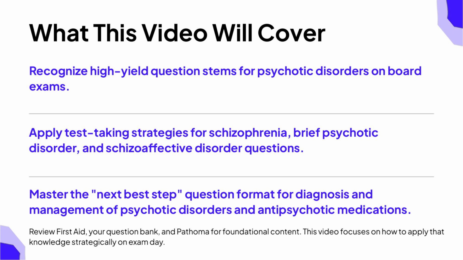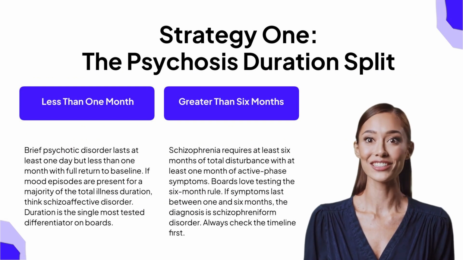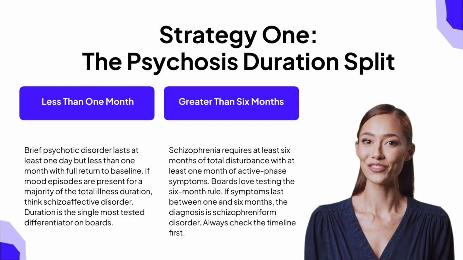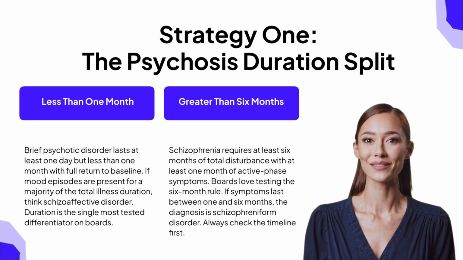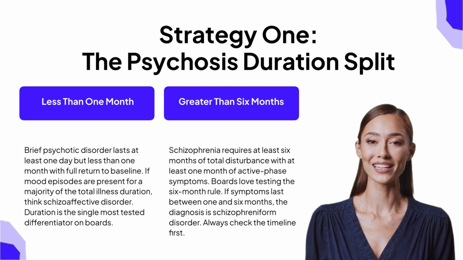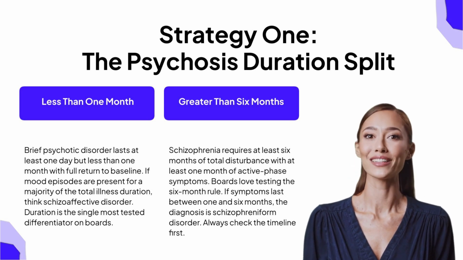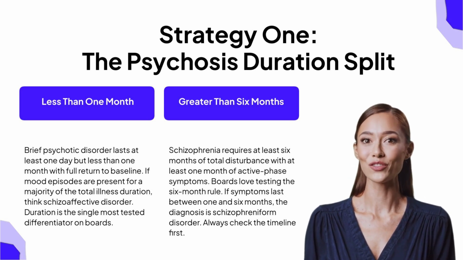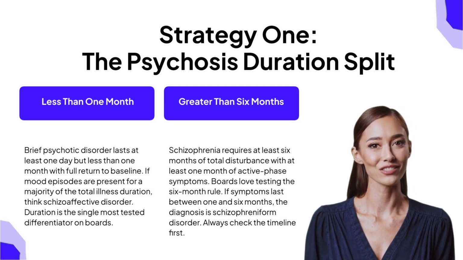Let us get started. Our first strategy is what I call the psychosis duration split. This is the single most important framework for psychotic disorder questions on the boards. When you see a question stem describing psychotic symptoms, the very first thing you should do is check the timeline. If symptoms have been present for less than 1 month with full return to baseline, think brief psychotic disorder. If symptoms last between 1 and 6 months, that is schizophreniform disorder. And if symptoms have been present for 6 months or longer, that is schizophrenia.